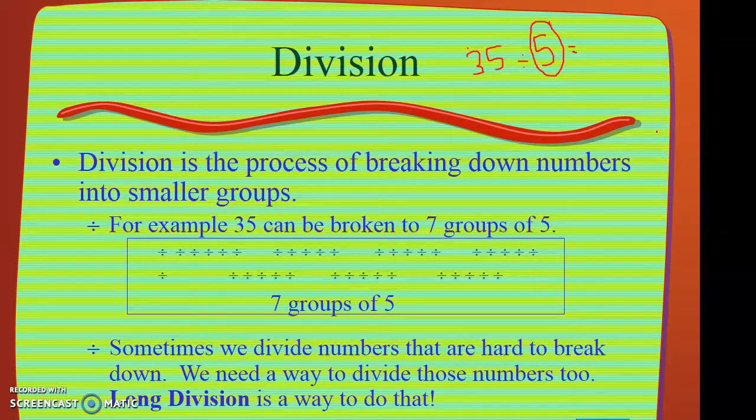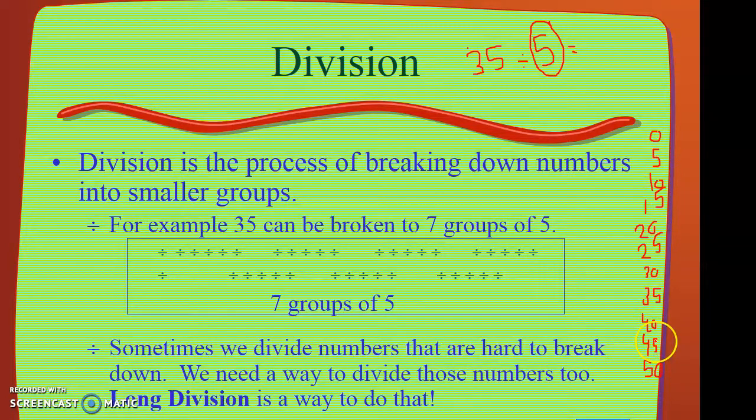I will write now the answers of table 5. 0, or if you forgot the table, you can start with 0. 5 times 0 is 0. 5 times 1 is 5. Continue by adding how much? 5. 10, 15, 20, 25, 30, 35, 40, 45, and what? And 50. Okay, these are the answers of table 5.